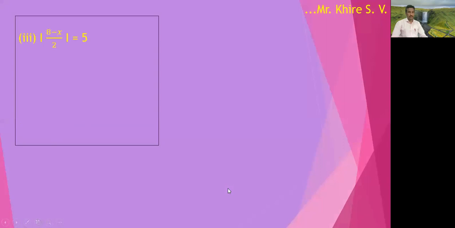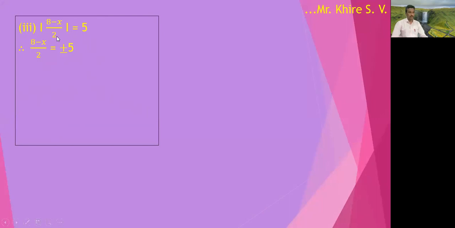Got it? Now we'll see the third example. Example number 3 is modulus of 8 minus x upon 2 is equal to 5. Remove the symbol of modulus, then we will get the RHS side as plus or minus. Therefore, 8 minus x upon 2 is equal to plus or minus 5.